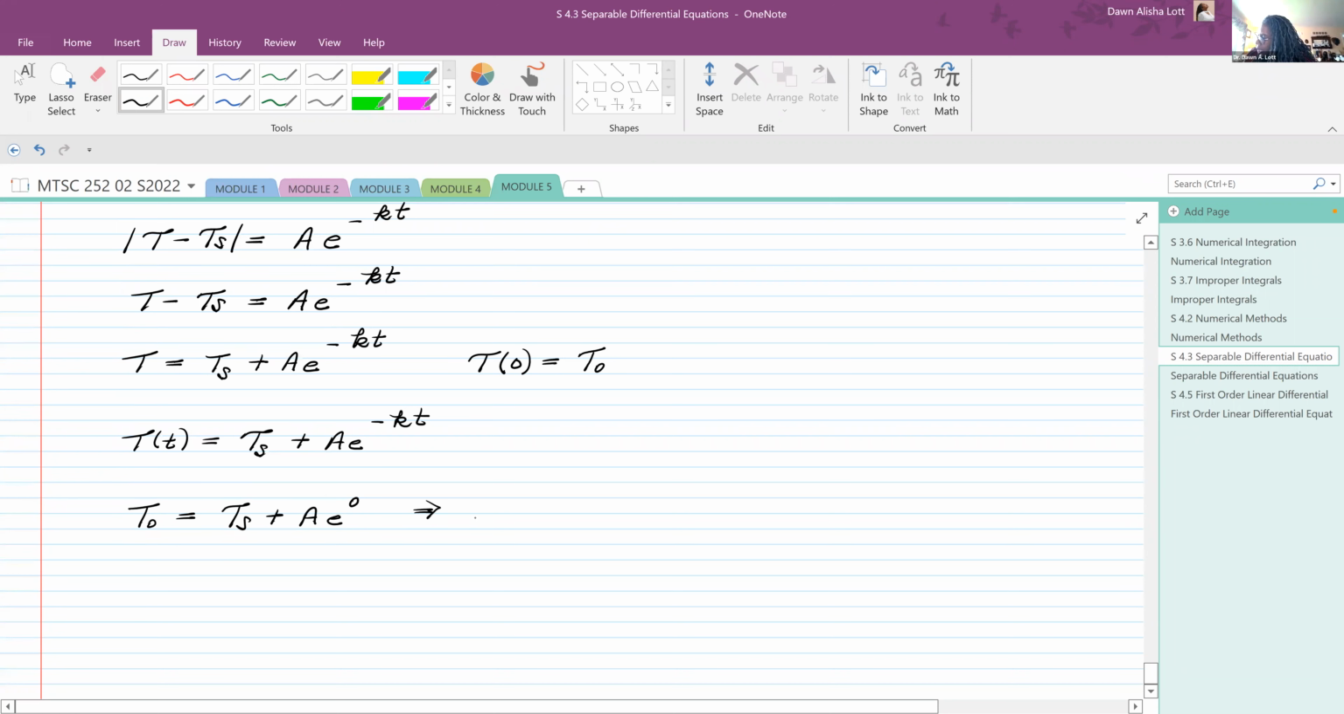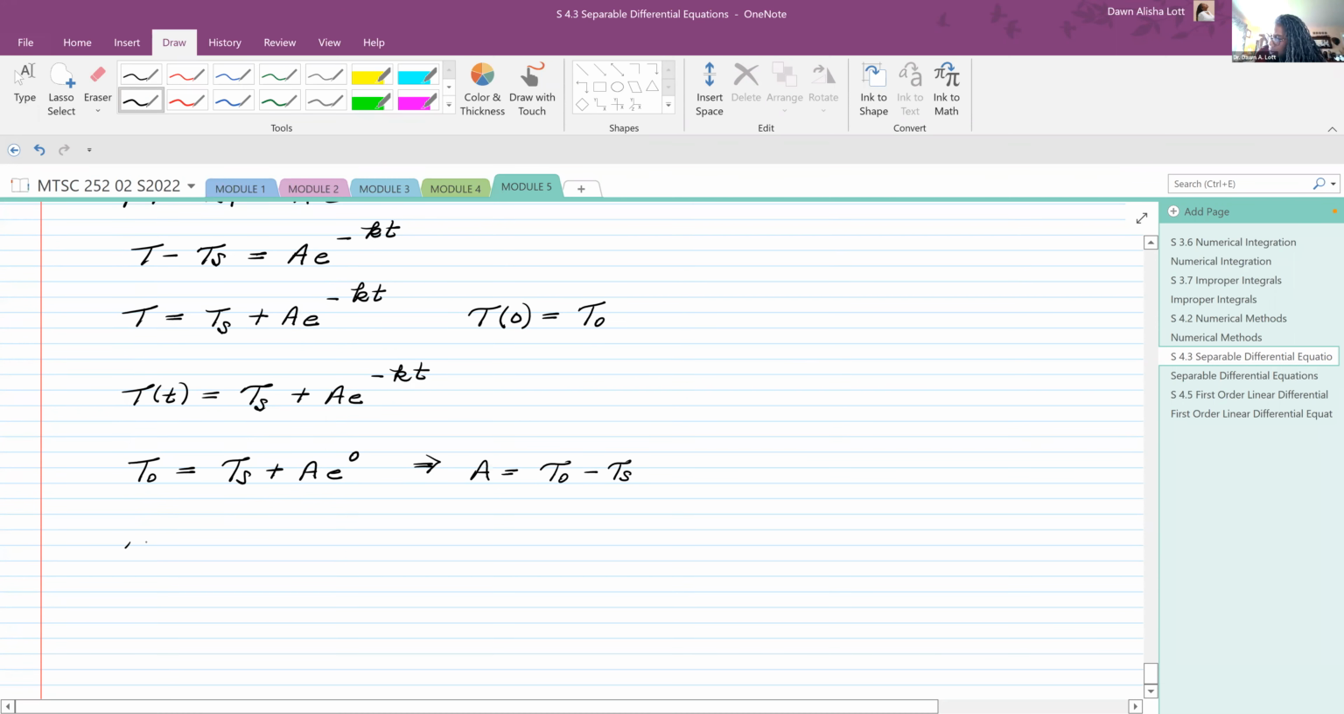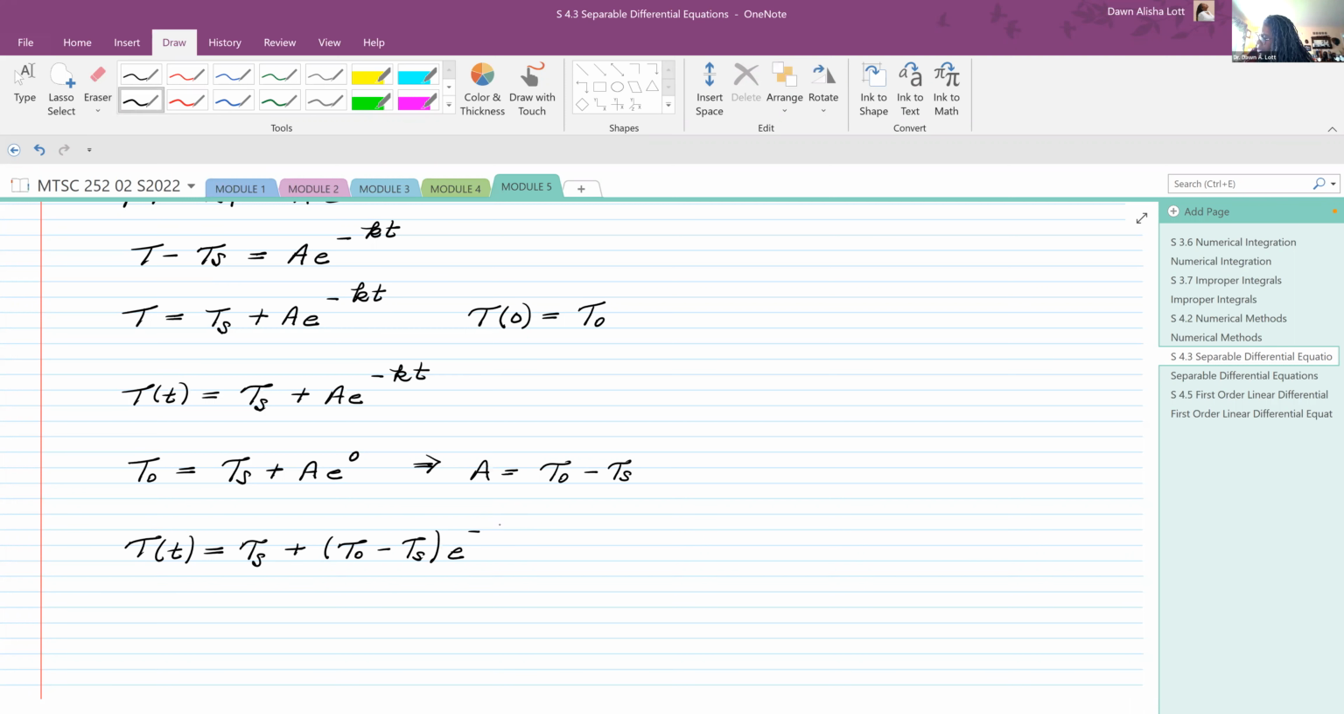So that implies A is equal to T naught minus TS. So now we have a completed formula for the temperature of an object. It is equal to TS, the temperature of the surrounding medium, plus the initial temperature minus the temperature of the surrounding medium, times e to the negative kt. Here, k is again the diffusivity, it's a positive value, and t is our time.